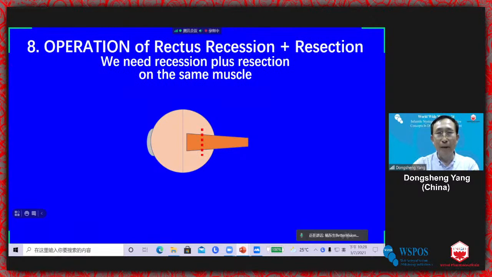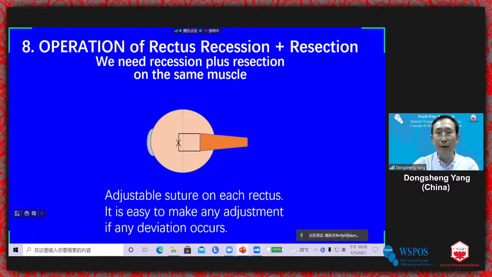So then, do we need to do a resection before we do a recession on the same muscle? Yes, we did that. After that, we can get a good insertion where we want the muscle to be attached to the eyeball. Then each muscle will have an adjustable suture, so it's easy to make any adjustment if any deviation occurs.